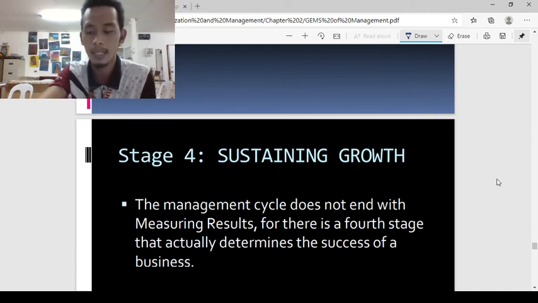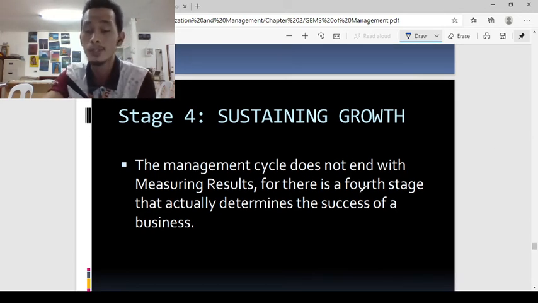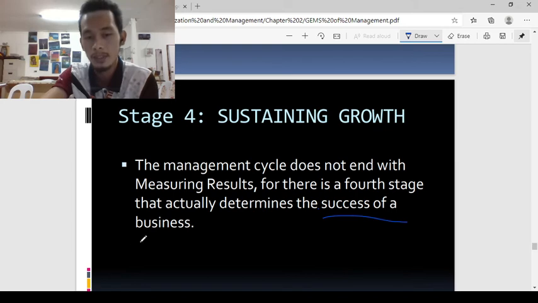Next, stage 4. We are already in stage 4, sustaining growth. The management cycle does not end with measuring results, for this fourth stage actually determines the success of the business. So, as what I mentioned kanina, management does not end in executing the plan.